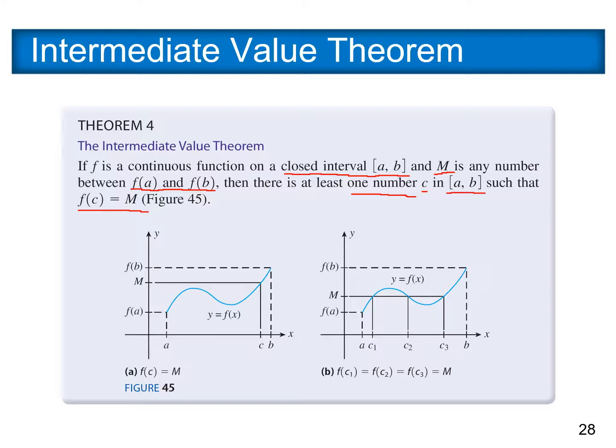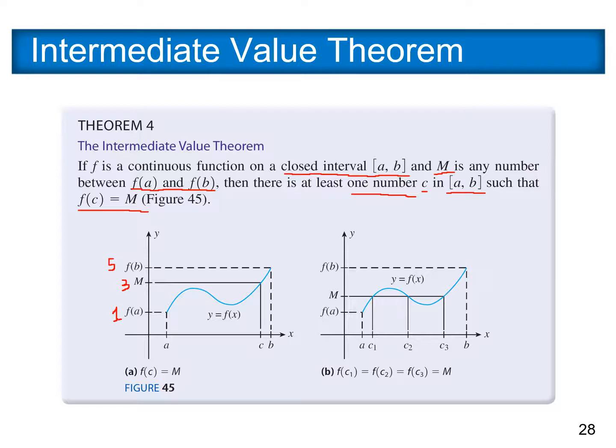What does that mean? It means, for example, what you see here in figure 45 on part A. Now let's imagine my f of a here is 1, and that my f of b is 5. Now let's imagine that I want my m to be 3. I'm looking for a value where my function will take the value of 3. So I know one thing.